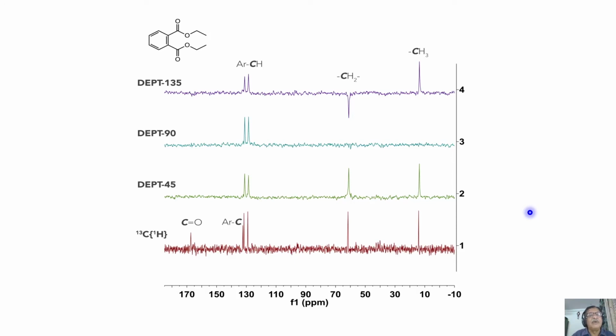This way, even in a very complex molecule, you can do the decoupled spectrum and also identify the carbons based on the protons attached and make the assignment. So this is an important experiment. DEPT, please remember, you need to do DEPT 45, DEPT 90 and DEPT 135 for identification.